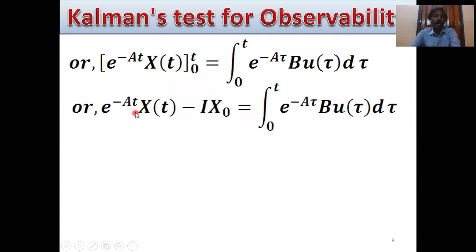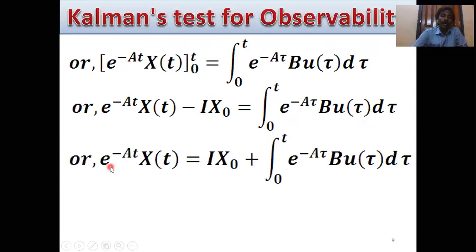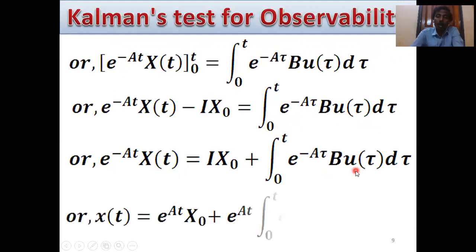Then we integrate and get e to the power minus at x(t) from 0 to t, and on the right 0 to t of e to the power minus a tau b into u(tau) d tau. Put upper limit minus lower limit. The first value is e to the power minus at x(t), because upper limit is t, minus lower limit 0, that is e to the power minus 0, which is I, and x(0). This is I into x0, and 0 to t e to the power minus a tau b u(tau) d tau. Then we get e to the power minus at x(t) equals I x0 plus integral 0 to t of e to the power minus a tau b into u(tau) d tau.